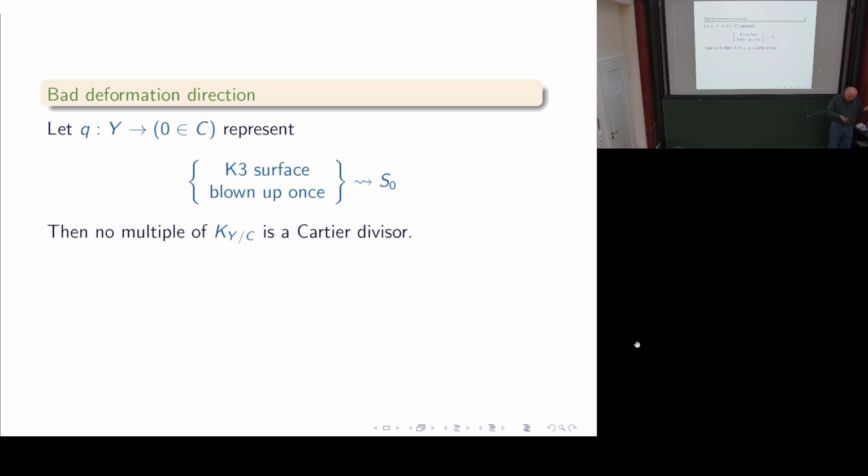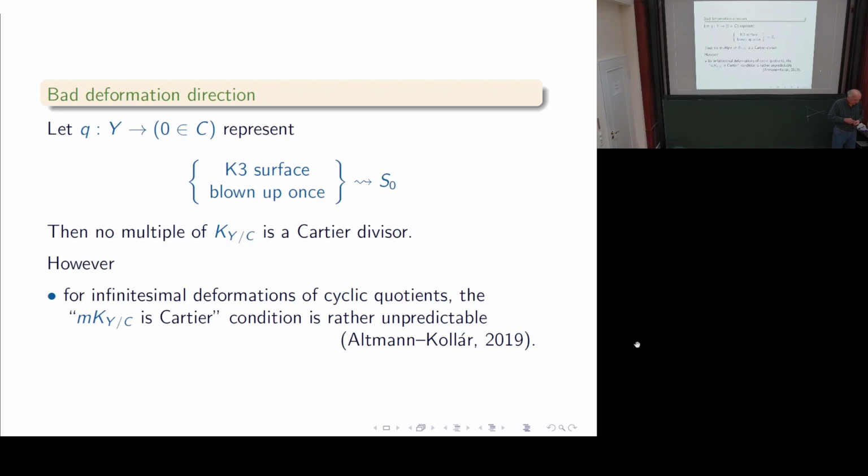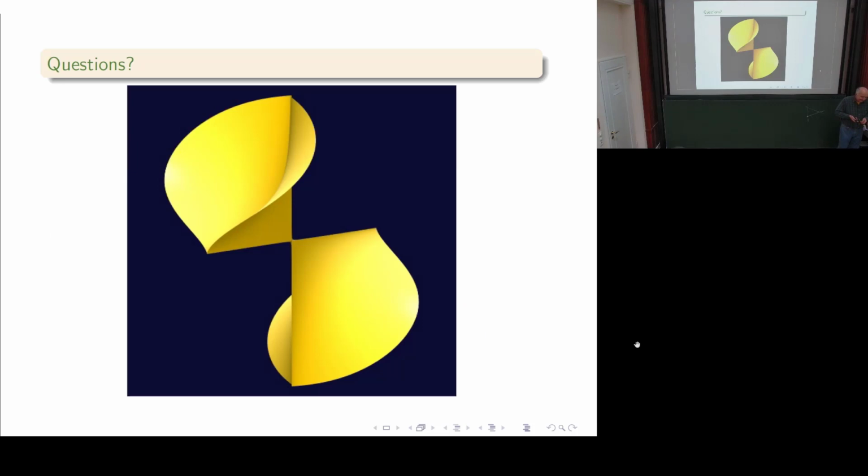Now, unfortunately, for infinitesimal deformations, this condition that some multiple is Cartier is rather unpredictable. Klaus Altmann and coauthors worked out the first order deformations of cyclic quotient surface singularities, and it is not a particularly nice answer. Somehow it's very complicated. So we have to find something better, and that will be the topic of tomorrow's lecture.